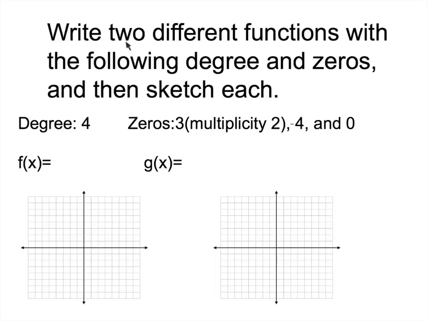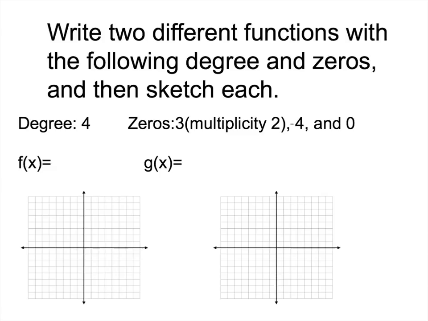So for this problem, write two different functions with the following degrees and zeros, and then sketch. So I'm going to write f and g, two different functions that have a fourth degree and these zeros: 3, which is a multiplicity of 2, negative 4, and 0. Besides making two different equations, I also want to sketch each. Now I have infinite equations I can make, so when I make two different equations, I want to make two uniquely different ones that still follow the rules.